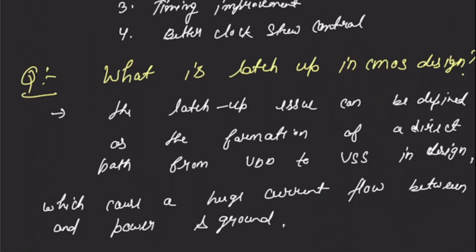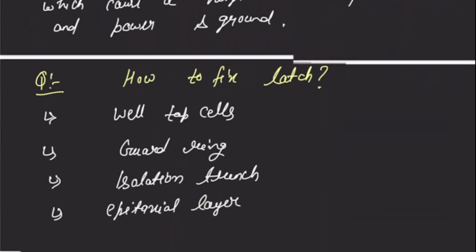What is latch-up in CMOS design? Latch-up can be defined as the formation of a direct path between VDD and VSS in the design. This causes a high current flow between the power and the ground. Due to this, a huge amount of current will flow between the power and the ground. This is called latch-up. How to fix latch-up?